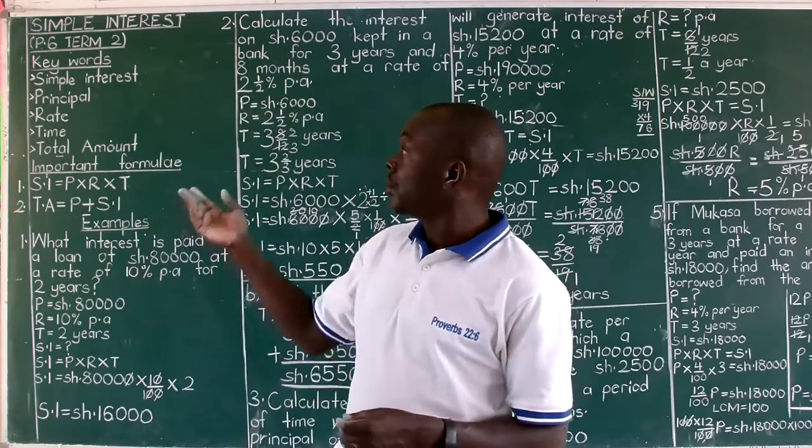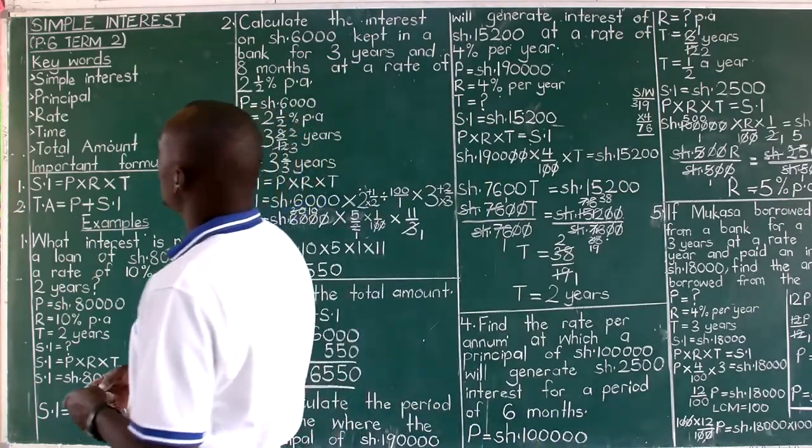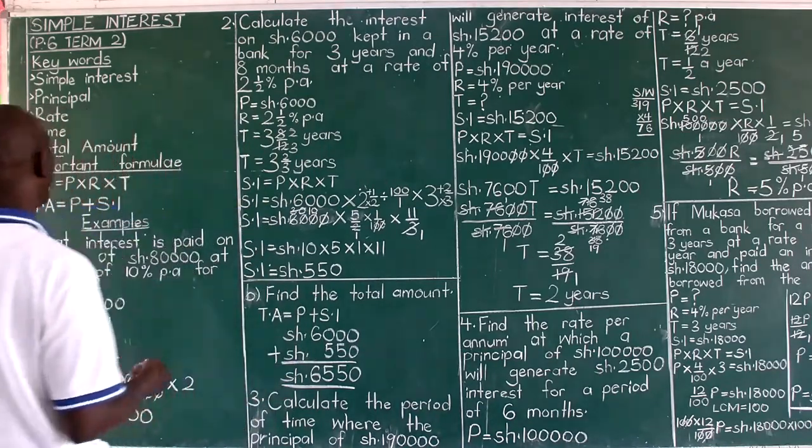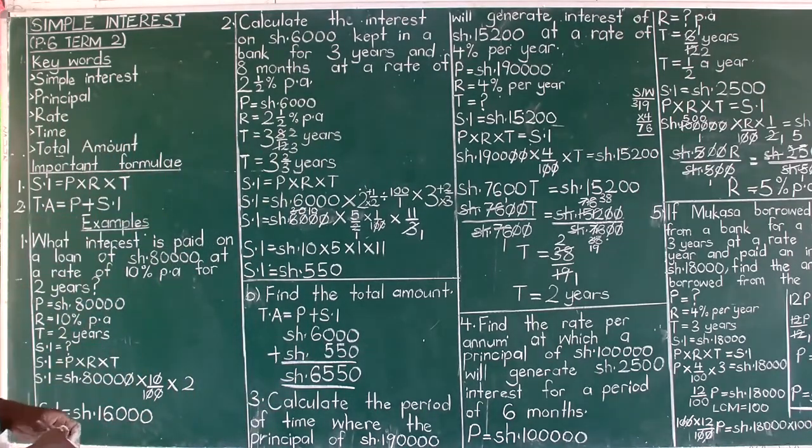So those are the terms we are going to look at, all the key words we are going to apply here, and these are the two important formulae we are going to deal with. One, simple interest equals principal times rate times time. Another one is TA, which means total amount. I say it's a combination. So total amount equals principal plus simple interest. So that's what we are going to centrally look at.